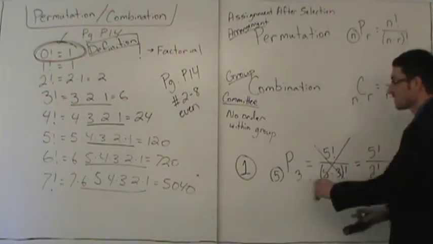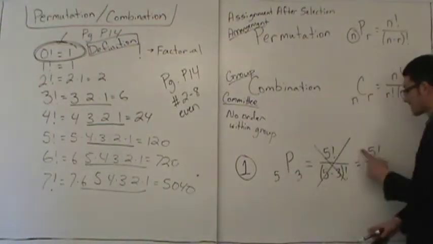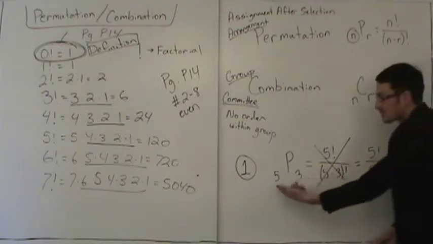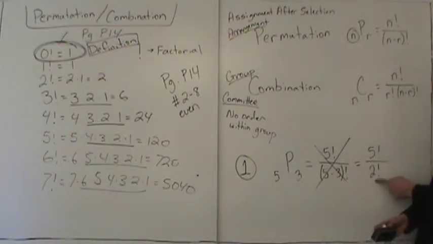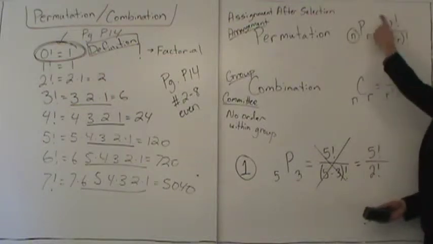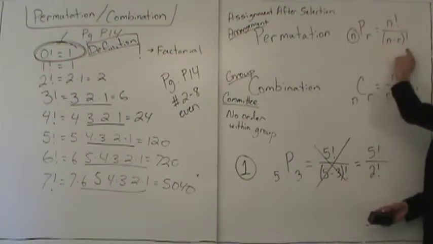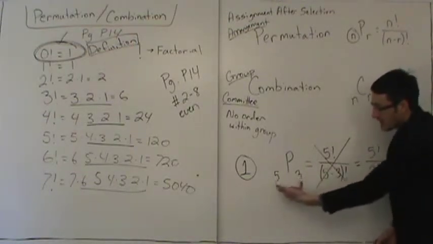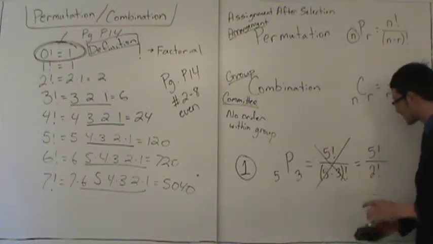Look what we did. Where did the n go, or the 5? The 5 went on top, so we ended up with 5 factorial. On the bottom, what did we do? We subtracted 5 and 3. 5 minus 3 is what? 2. So we ended up with 2 factorial on the bottom. Look up here. It says put your n factorial on top. On the bottom, subtract the n and the r, and that's your factorial for the bottom. So we have 5 factorial on top, and on the bottom, just take your 5 and 3 and subtract. 5 minus 3 is what? 2 factorial.